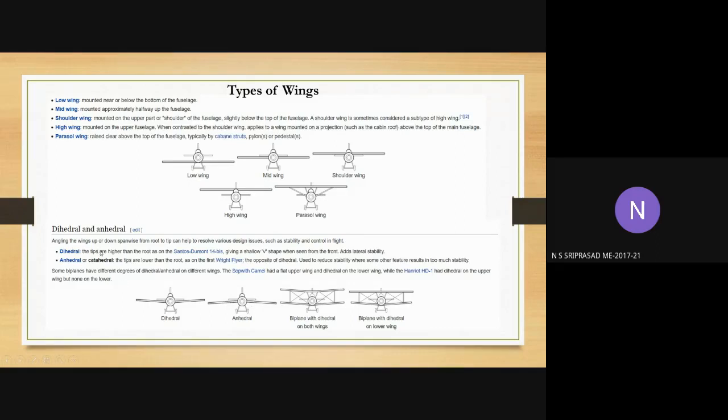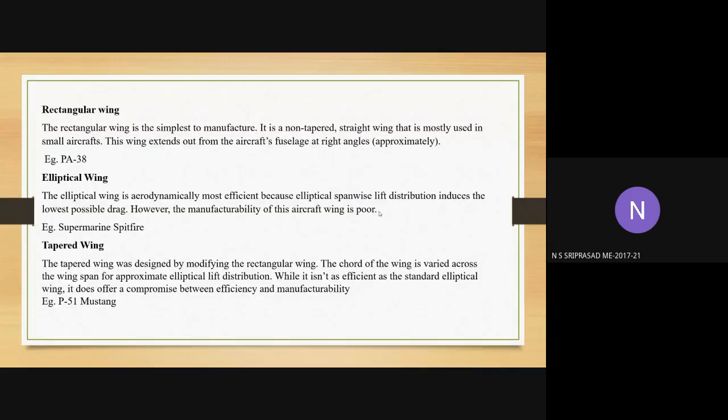Dihedral tips are higher than the roots. The tip is this, and the root is where the wings are joined to the body. So dihedral is when the tips are higher than the roots, and anhedral is when the tips are lower than the roots. They both have their own particular function, which I will not be talking about in detail here. Apart from these basic things, you have about 7 or 9 different other shapes.